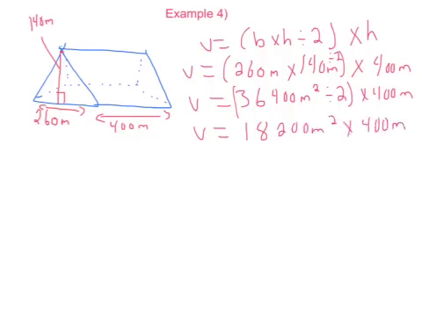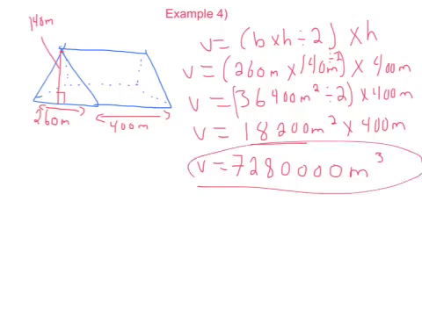Now we've got the area of our base, which, again, we know the bases are always the shapes, or our triangle. Our triangle is 18,200 meters squared, multiplied by the height of our prism, which is 400, which gives us a final answer of 7,280,000 meters cubed.